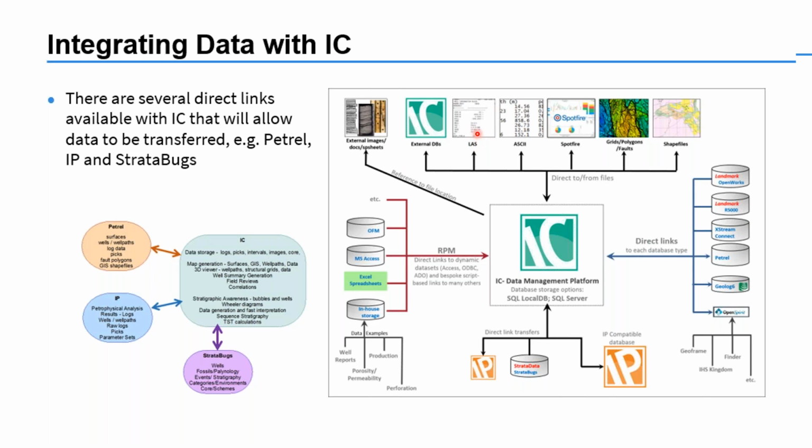So if you want to export LAS files or ASCII files, or even grids or polygons, fault files or shape files. You could also use IC to reference a file location. So if in your database you want to actually reference some external images or a spreadsheet, you could reference that file location. And there is also, like I mentioned, a compatibility with IP, where it has either a direct link or you could do a simple synchronization of the data.